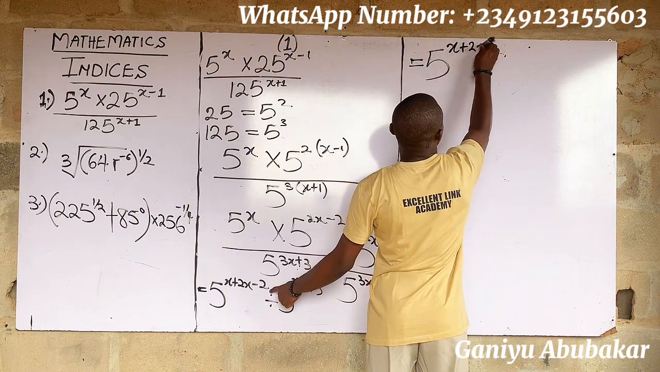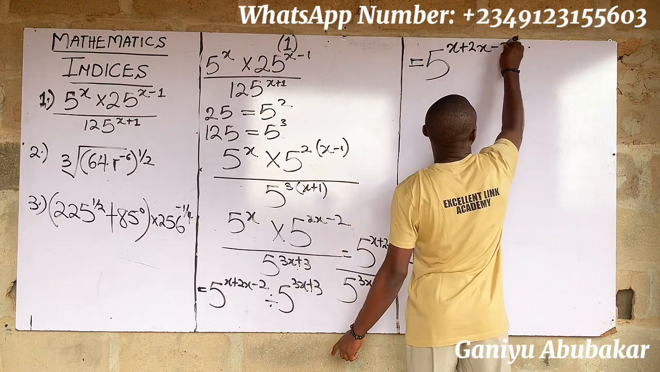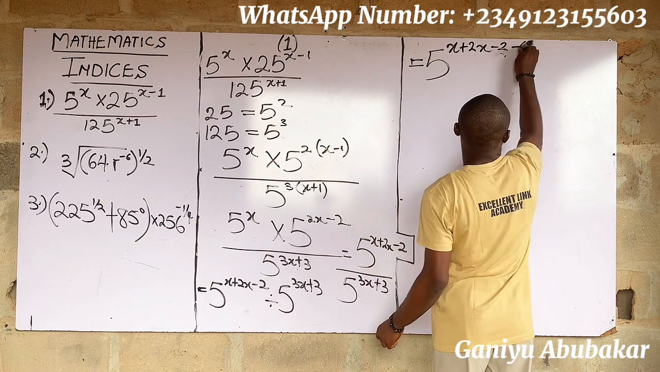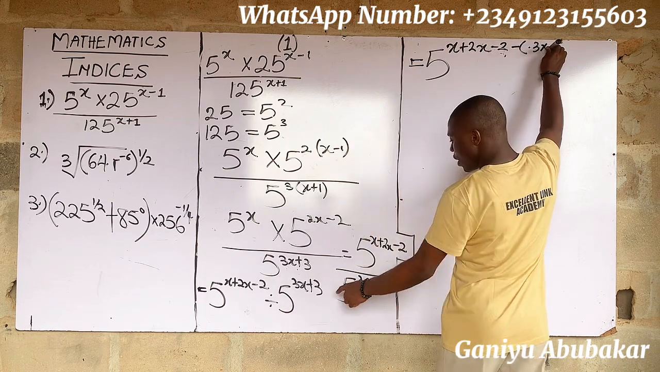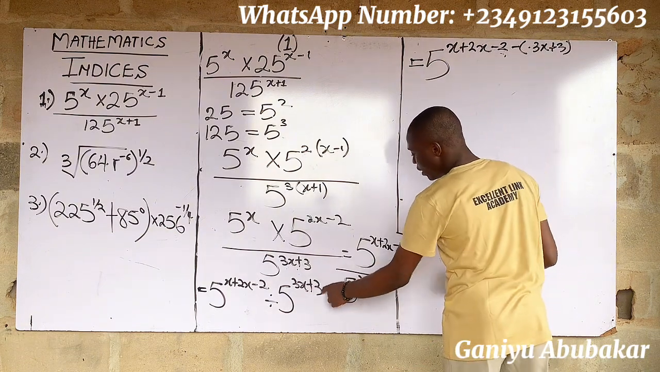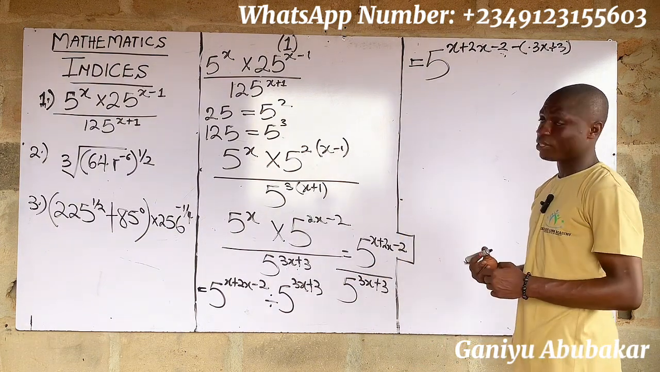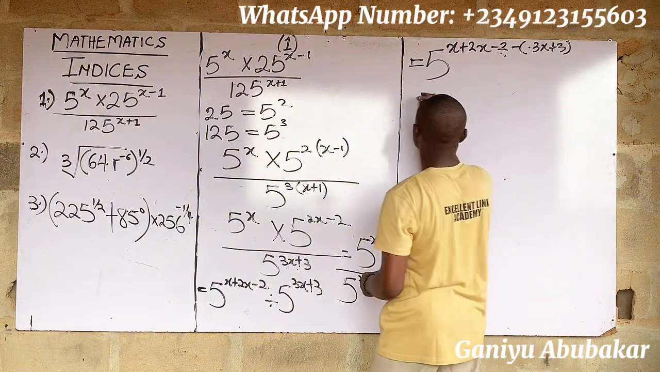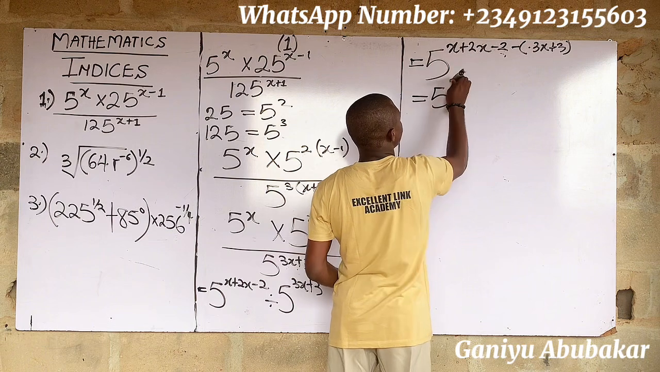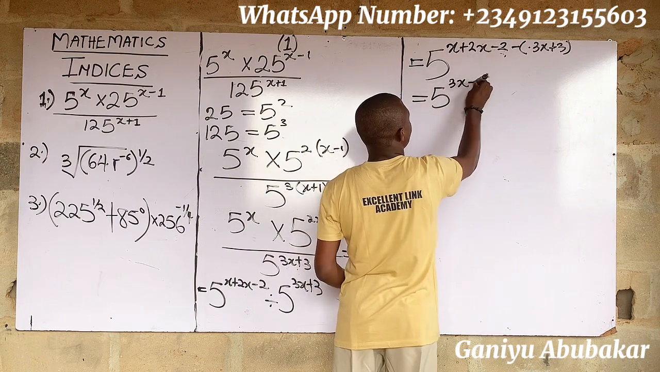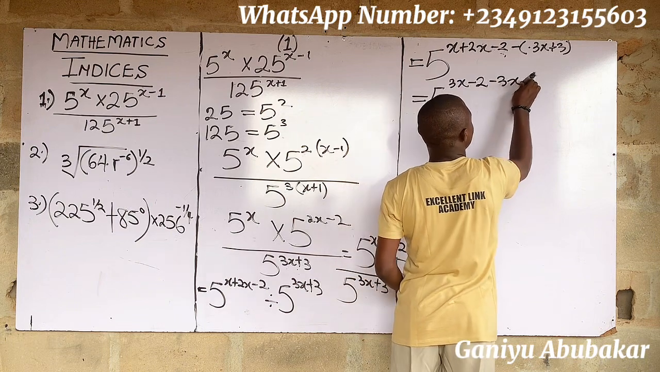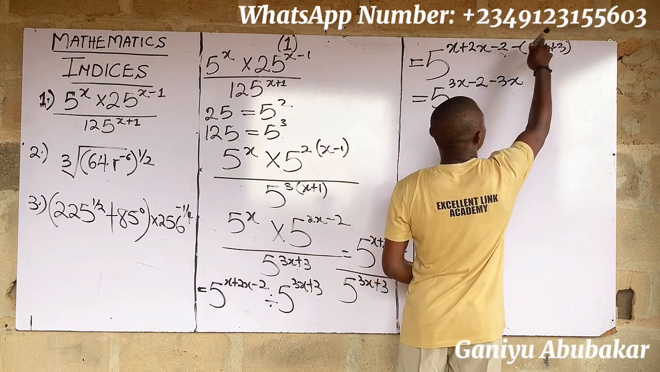x plus 2x minus 2. But we said I'll subtract everything. That becomes minus into 3x plus 3. Ensure that you encase 3x plus 3 in a bracket, please, to avoid confusion. So I have this. From here, I'll have 5. This x plus 2x was 3x. Next up, minus 2. Minus times 3x is minus 3x. I'll use minus to expand the bracket. Minus times plus 3 is minus 3.